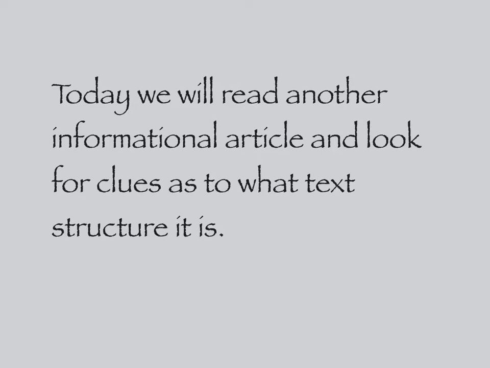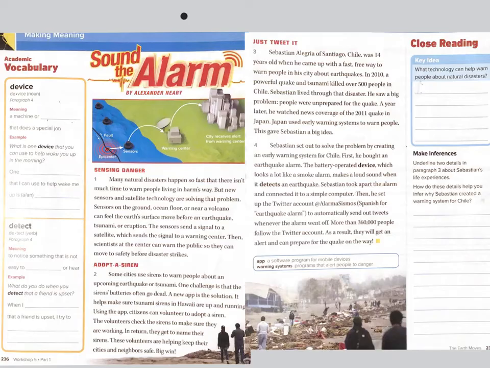Today we will read another informational article and look for clues as to what text structure it is. First, we'll begin by doing the vocabulary words on the side. The first word on page 236 is the word device, and that is a machine or an object that is used for a special job. So please write in the word object there.